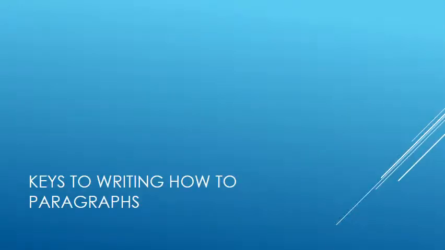All right, so the first thing that we want to talk about, this is also on page 67, is the keys to writing how-to paragraphs. Now, when we're writing how-to paragraphs, our goal is to give instructions on how to do something, or explain the steps necessary for doing something or making something. So the first thing that we have to do is begin with a topic sentence.